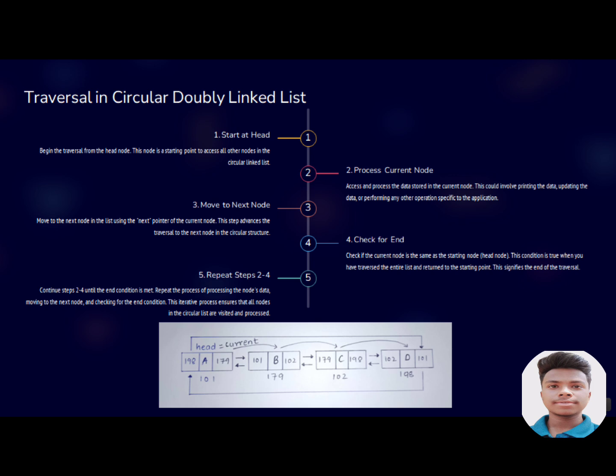Step 5. Repeat steps 2 to 4. Continue steps 2 to 4 until the end condition is met. Repeat the process of processing the node data, moving to the next node, and checking for the end condition. This iterative process ensures that all the nodes in the circular list are visited and processed.